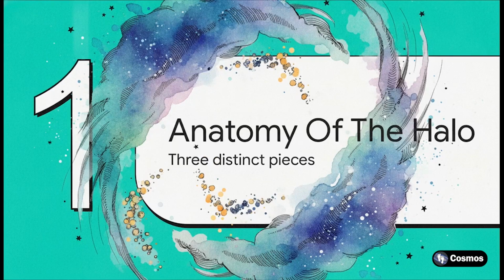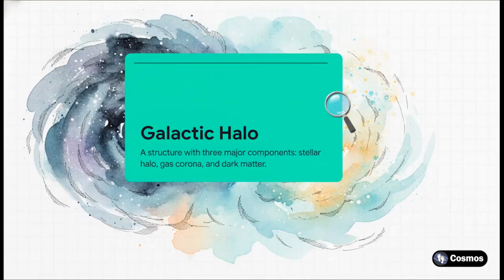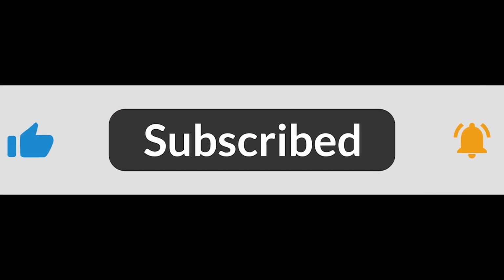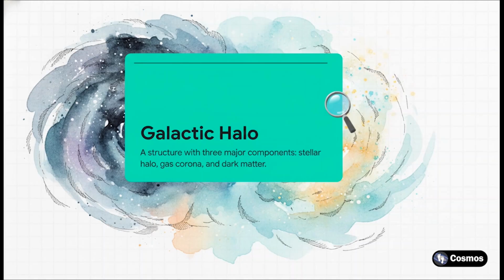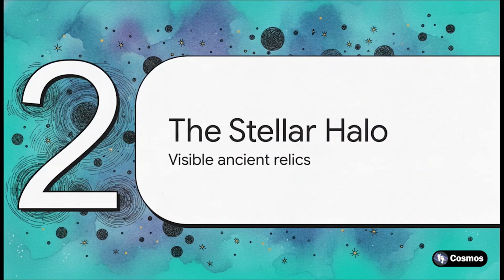Section 1. Anatomy of the halo. So, what exactly is a galactic halo? Well, it's basically made up of three major interacting pieces: the stellar halo, the gas corona, and the dark matter halo. Instead of just being some uniform cloud of dust, it's actually a highly structured envelope. Each distinct layer exists in a radically different physical state, and they all operate under completely different mechanics to sustain the galaxy.